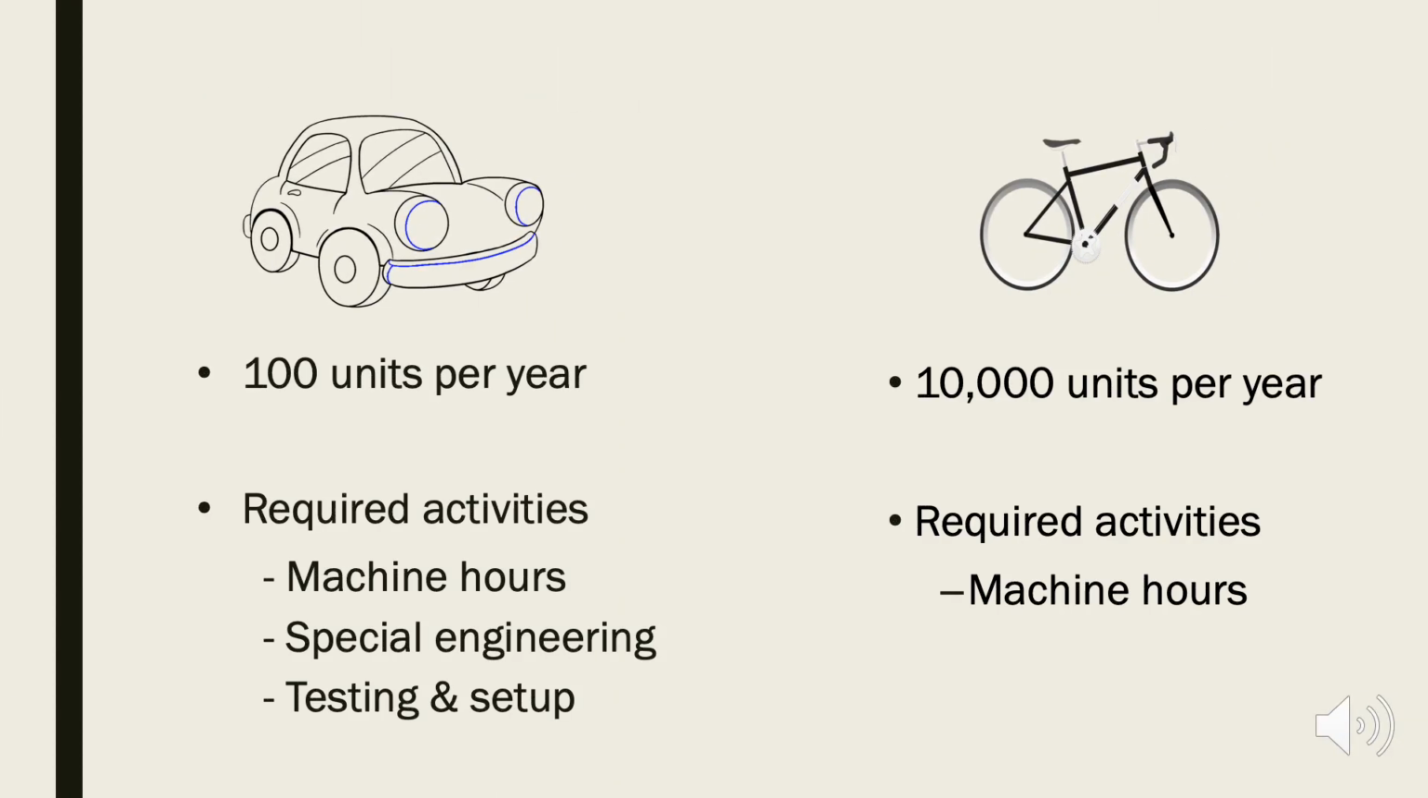So what does that mean? Imagine you have two products being manufactured, cars and bicycles. Cars require certain activities such as engineering, testing, and many machine hours, because they are ordered in small quantities and are complex. Bicycles, in comparison, are easy to make and require little attention, and no special activities, only machine hours.